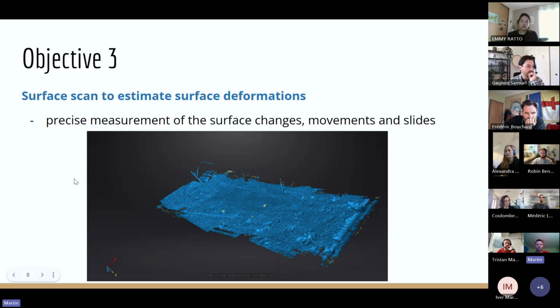And the third objective was to measure the movement of the surface. If the surface was changing or there were small movements, we could see and measure how much and where exactly it was happening. We had a very precise 3D scanner, with which we could see what was going on on the surface. We had the reference image at the beginning, and then the image after the experiment, and we could compare and measure.